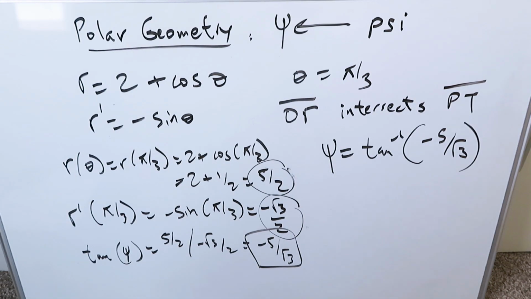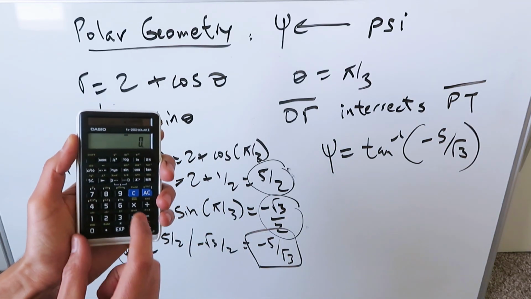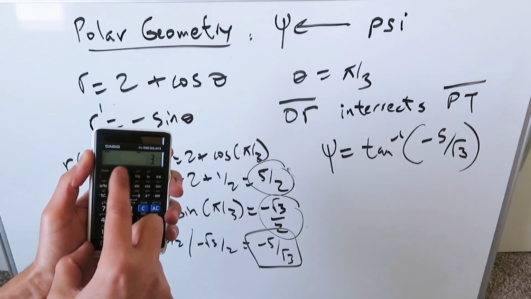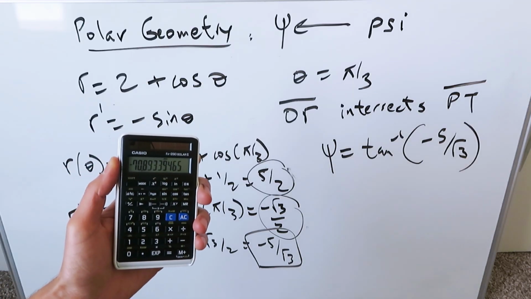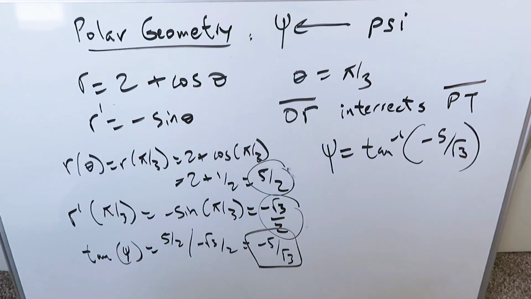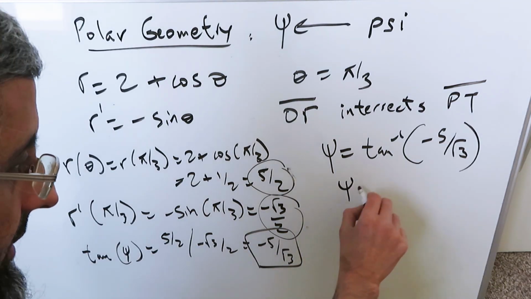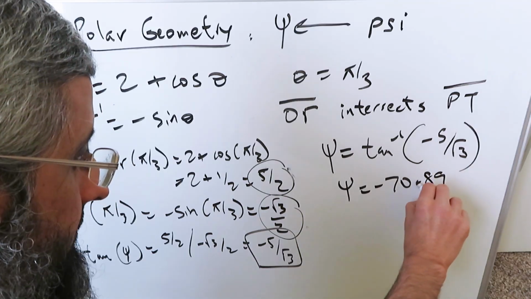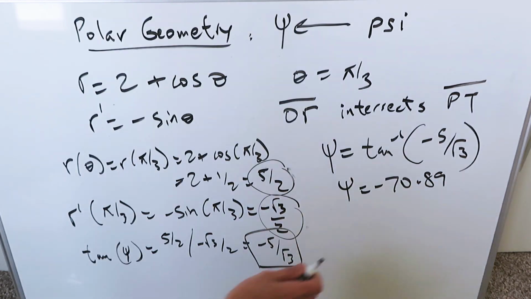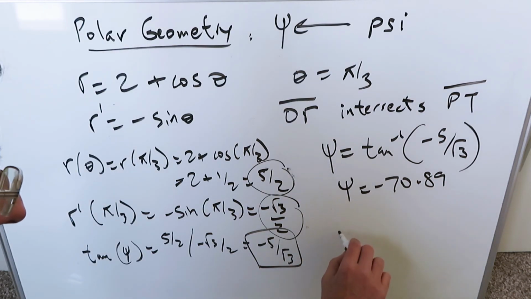For understanding or better appreciation for our answer, let's put the calculator on the DEG mode. We'll do 5 divided by root 3. Bring in a minus and then do inverse tan, and we have here minus 70.89. Our angle here is going to be a minus 70.89.